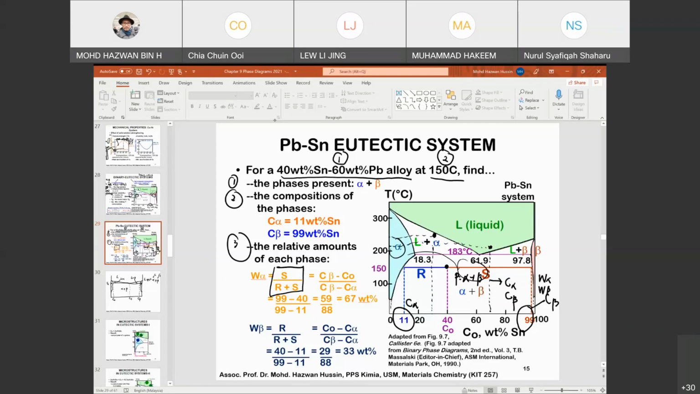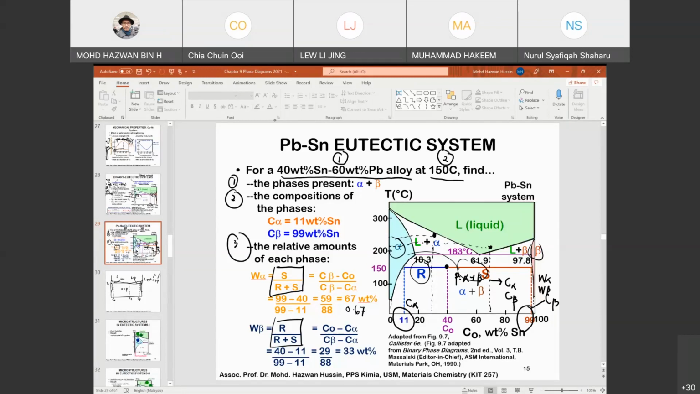Meanwhile, for beta, beta is located on your right hand side. The opposite line for beta is actually R. Then the formula to calculate the beta weight fraction is equal to R over R plus S. So since we already identified beta and we know that C naught is equal to 40, you can calculate 99 minus 40 over 99 minus 11. So you get the answer. And remember, for each question, if the question didn't ask to give in percentage, you should give in decimal. It should be 0.67.